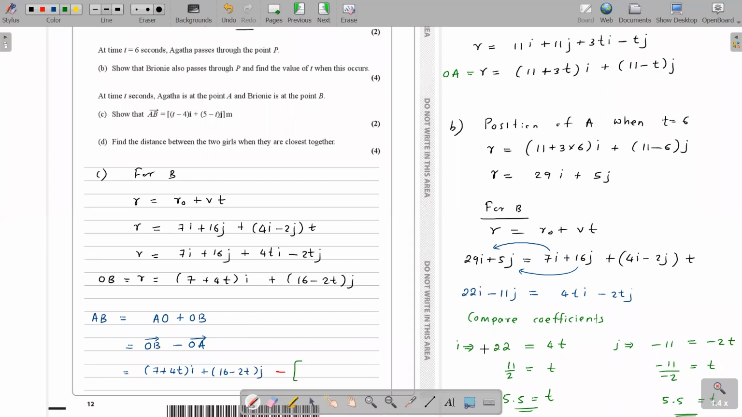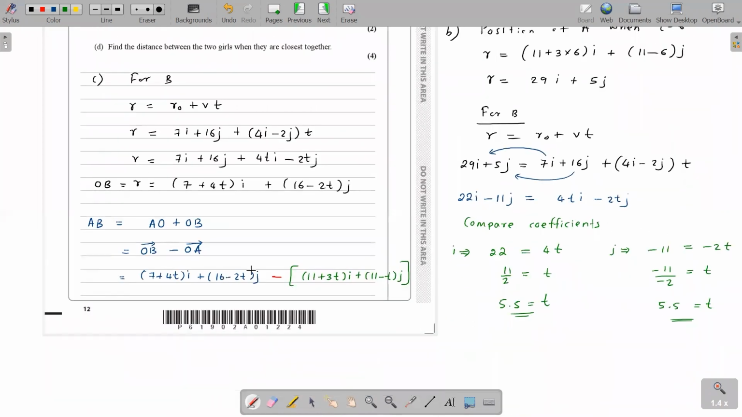OA. Already we got the position vector of A with respect to t. That was 11 plus 3t i plus 11 minus t j. So how much is the AB vector? When we open the brackets, you could reduce a certain number of steps. I'm writing extra steps. Again, I'm saying that it's not necessary to write this step.